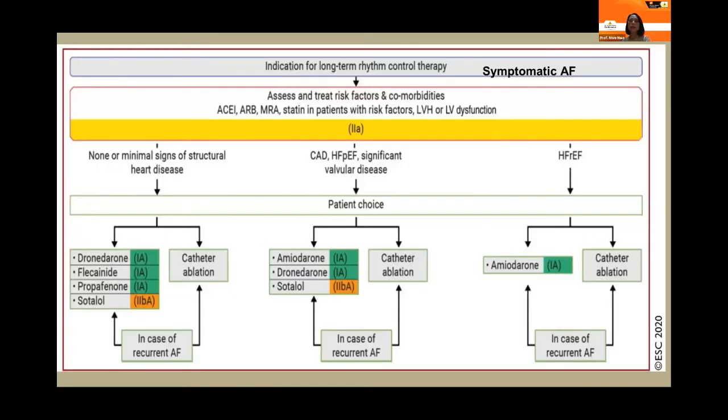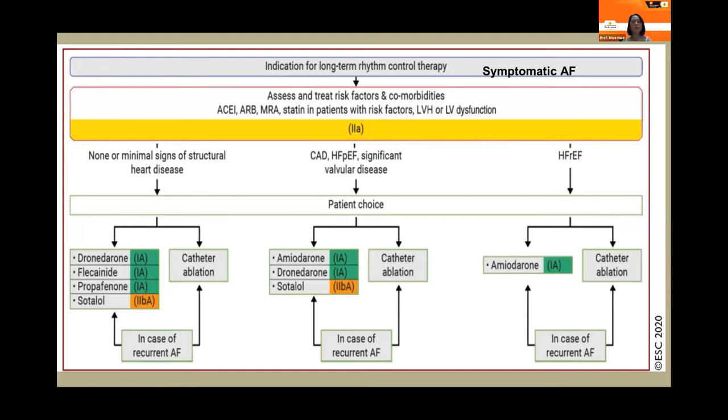The indication for the long-term rhythm control strategy is just to relieve the symptoms. Before starting the long-term rhythm control strategy, you need to assess how much structural damage the patient has in the heart, and also optimize cardiovascular risk factor control and the treatment of comorbidity. For patients without structural heart disease, you can use dronedarone, flecainide, propafenone and sotalol. The alternative is catheter ablation.